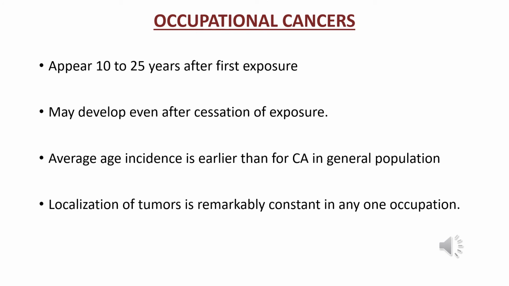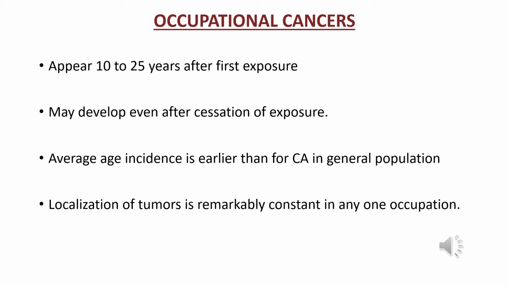Certain occupations involve exposure to certain agents or hazards, which may result in development of occupational cancers, carcinomas in the workers exposed to those factors. So these occupational cancers we will be looking at now. These usually appear after 10 to 25 years of exposure, and may develop even after cessation of exposure. For example, if a person was exposed to the carcinogenic factor in a certain occupation, say for a year, but after that was not exposed, the cancer may develop after 10 or 20 years of that exposure.